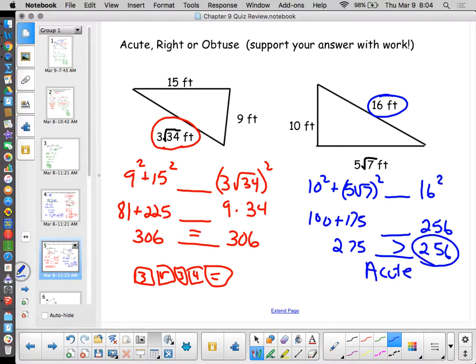Is the hypotenuse too big, too small, or just right? That's what the question is. Is the long side too big or too small, or just right? Small is acute. Big is obtuse. Right is equal.